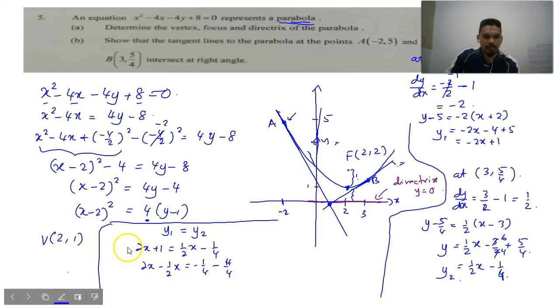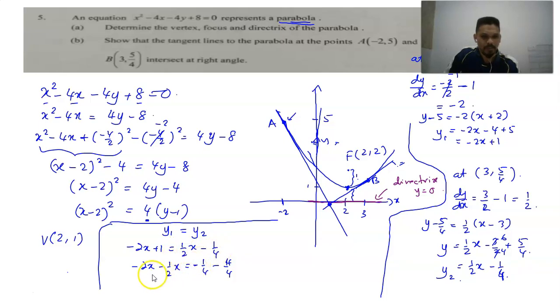And put it negative here. Negative 2x plus 1 half x minus 1 over 4. So minus here, there you go. Okay, and then 1 over 4. Wait a minute, it's minus 1 over 4 here. Minus 1 over 4. So negative 2x plus 1 equal to half x minus 1 over 4.